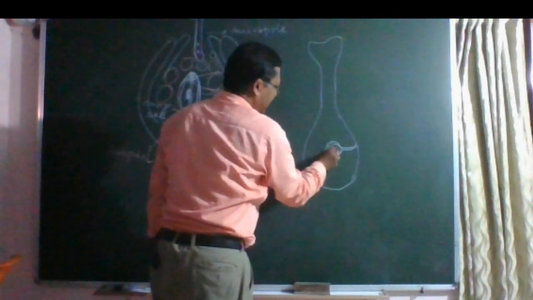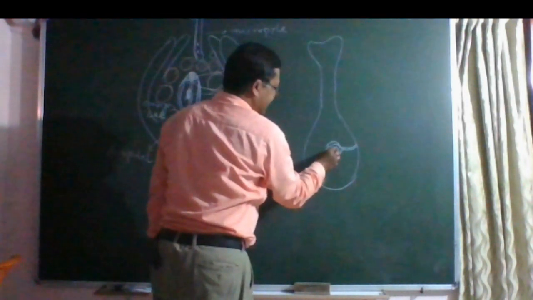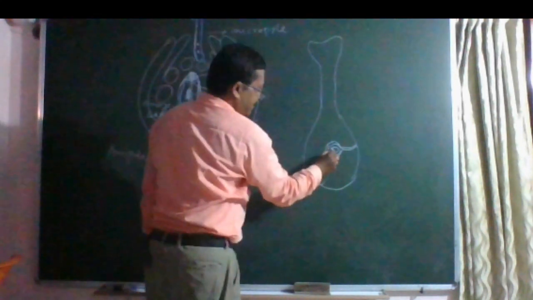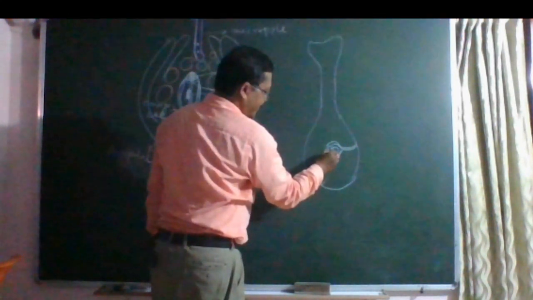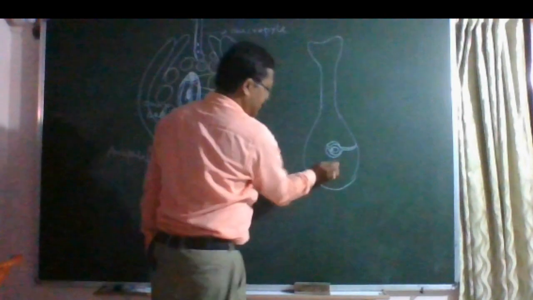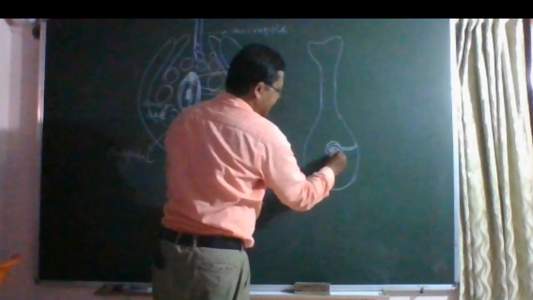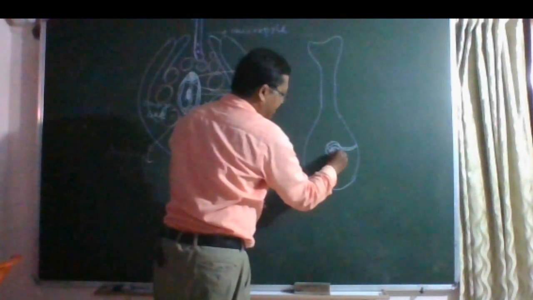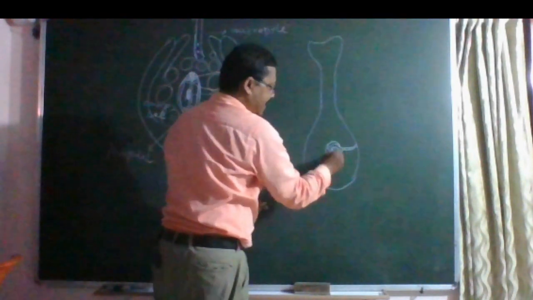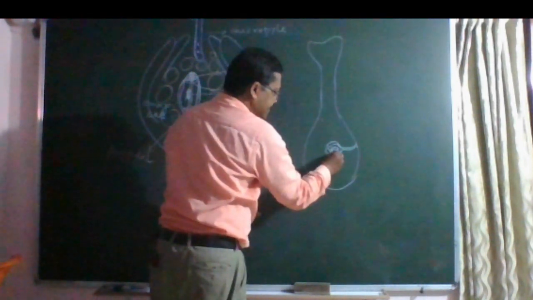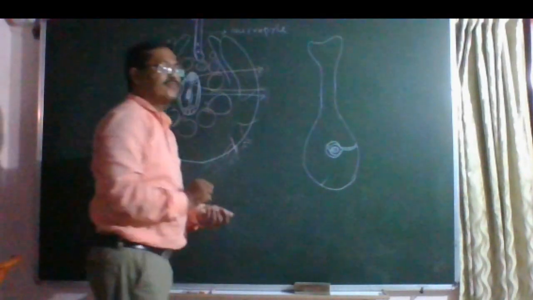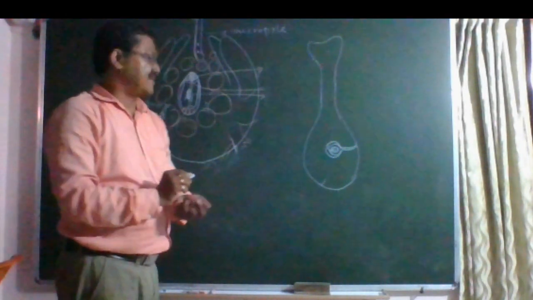Within the ovule, the embryo sac is present. These embryo sacs contain one egg and two synergids, three antipodal cells, and one central polar nucleus, or central cell.